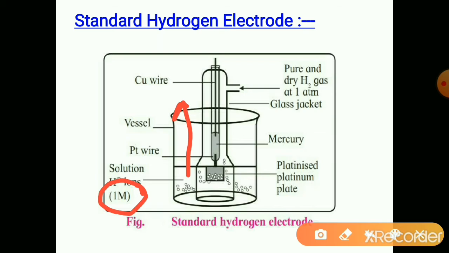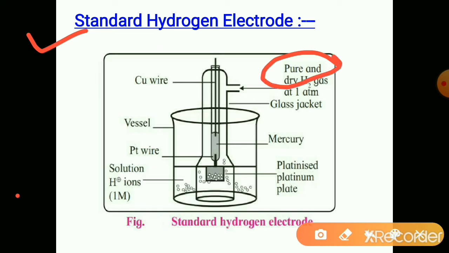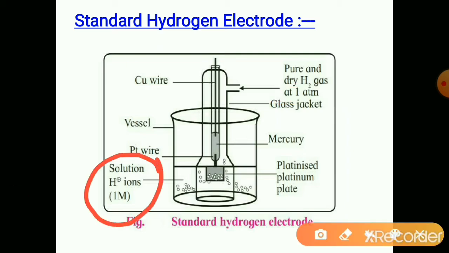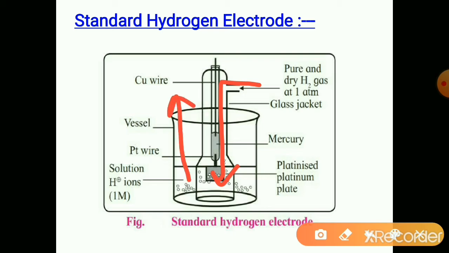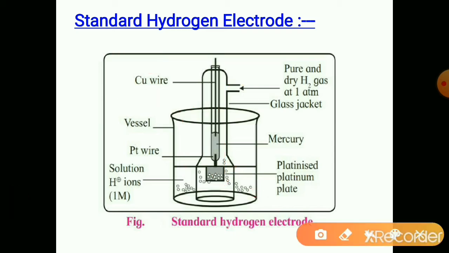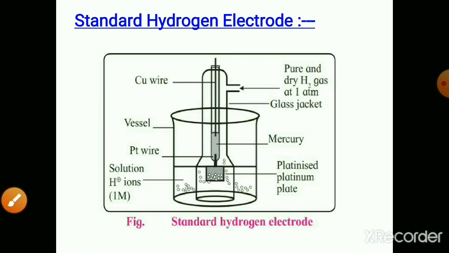So these three difficulties are there in setting up the SHE. The first difficulty is to obtain pure and dry hydrogen gas. Maintaining 1 atmospheric pressure throughout is difficult. Then maintaining 1 molar concentration is highly difficult, because we continuously bubble hydrogen gas into it, and due to this evaporation of water may take place. As the solvent decreases, concentration may increase. So using the standard hydrogen electrode is a bit difficult and not that convenient.